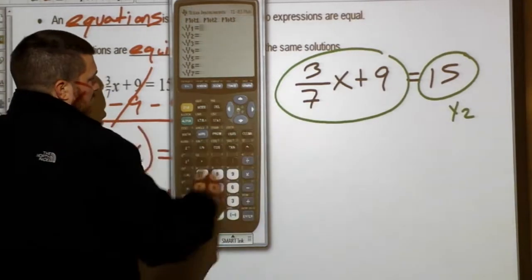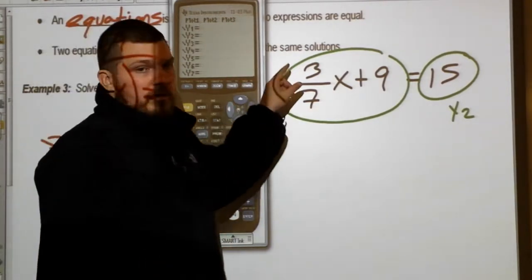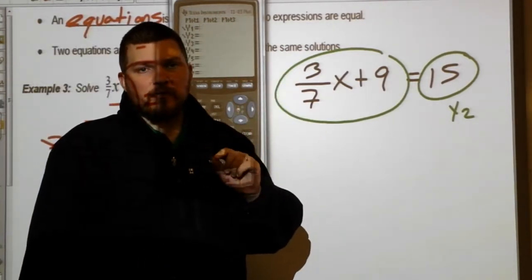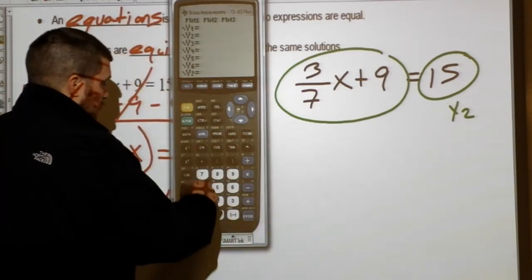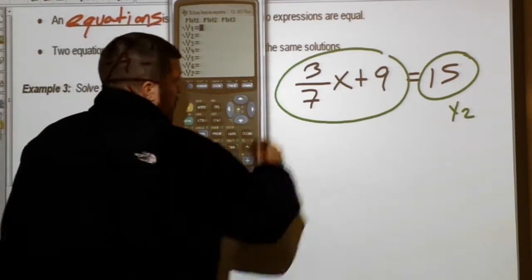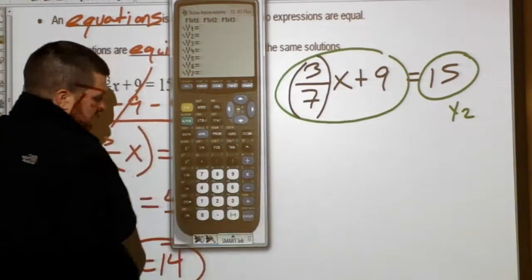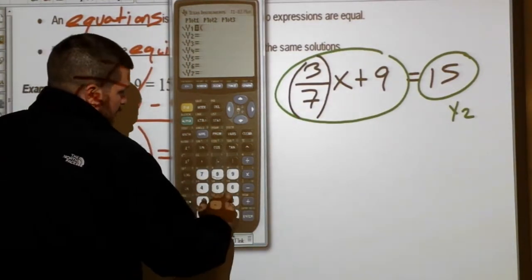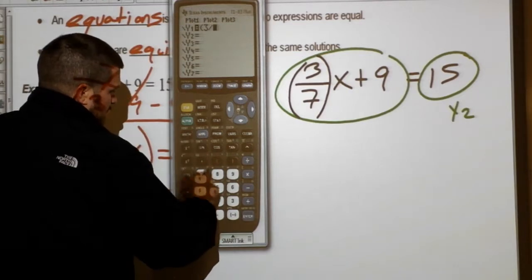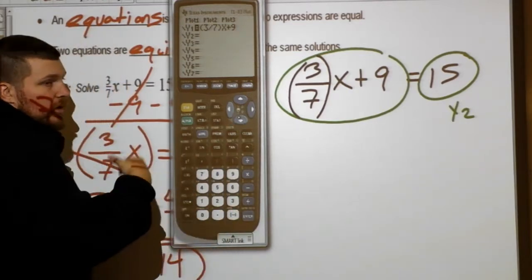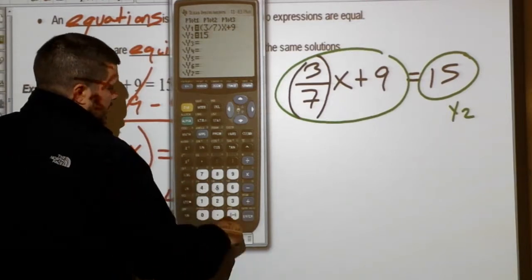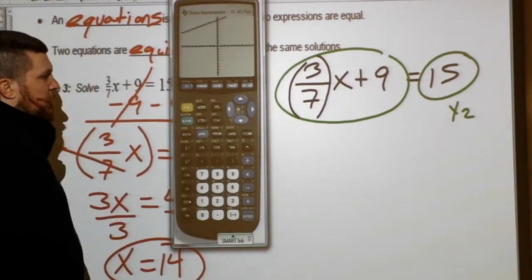My left-hand side goes in y1. Now, anytime you have a fraction, you have to put that fraction in parentheses when you put it in my calculator. So if you don't, it's going to come out wrong. So I'm going to actually say every fraction gets the parentheses around it. So I have 3/7 x plus 9. I'm done with y1. Now y2, I want to hit 15. And then I'm going to graph it.